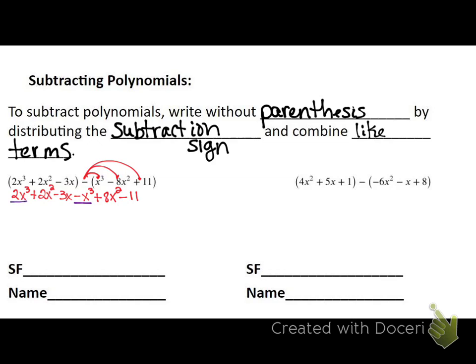Okay, like terms are terms that have the exact same variable with the exact same exponent. So here are my like terms. When I combine 2x cubed minus x cubed, what does that equal? So negative 1 x cubed. Do I need to put that 1 there?